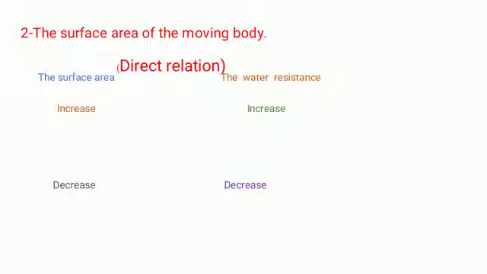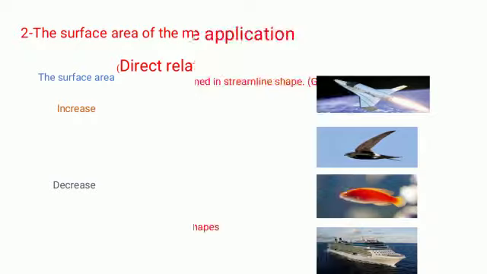The second factor is the surface area of the moving body. When the surface area increases, the water resistance increases, and when the surface area decreases, the water resistance decreases. So there is a direct relation between the surface area and the water resistance.